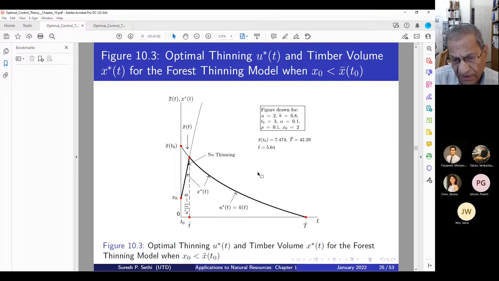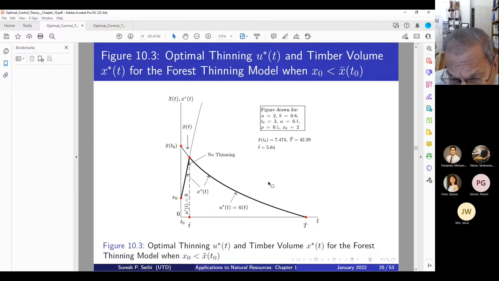What may be optimal is to find out what this time is. When do I replant it? That's our free terminal time problem, right? So we can do a free terminal time problem. We did not do it here.